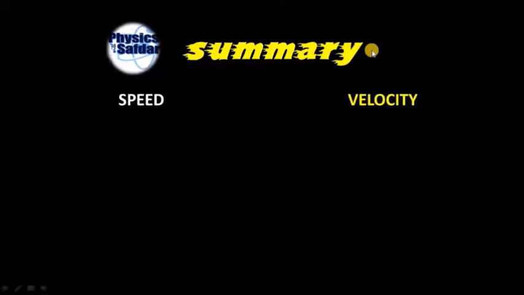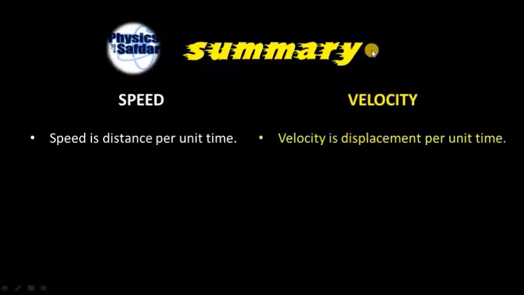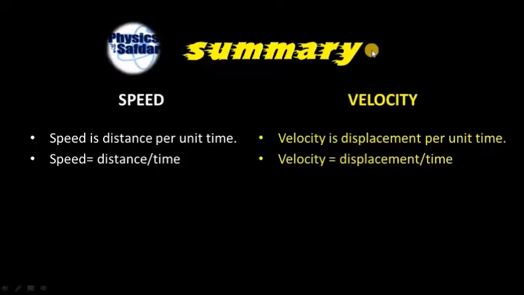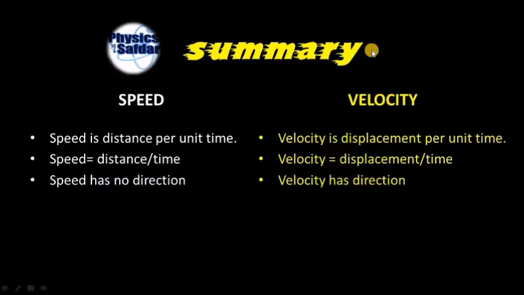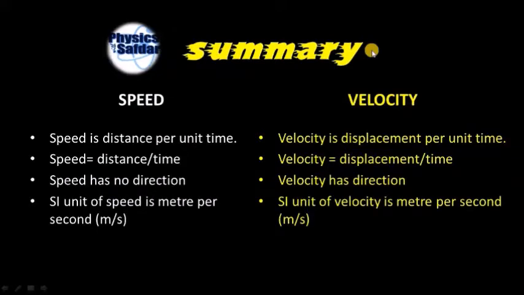Now at the end of the lesson, I am going to summarize speed and velocity. Speed is distance per unit time, whereas velocity is displacement per unit time. Speed is equal to distance divided by time, whereas velocity is equal to displacement over time. Speed has no direction, whereas velocity has direction. The SI unit of speed is meter per second, and the same, the SI unit of velocity is meter per second.